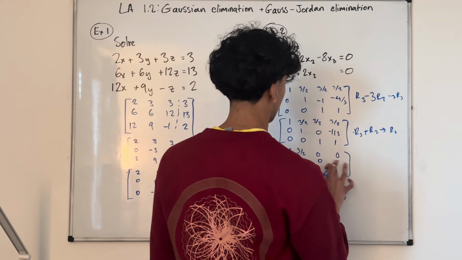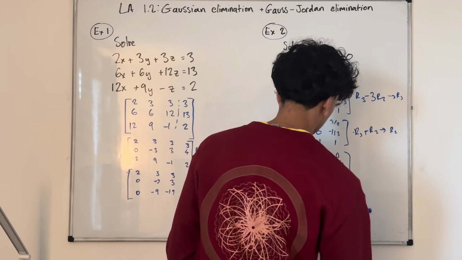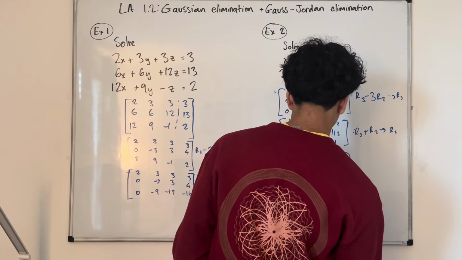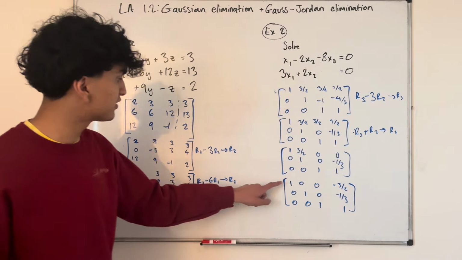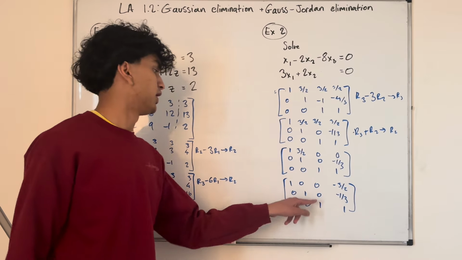Oh, did I write a 0? This should be negative 1/3. That's one thing about these matrices. You can sometimes miss that kind of stuff. And then I get 0, 0, 1, 1. That's reduced row echelon form. And you can pretty clearly tell the answer. This x is going to be negative 3/2. This y is going to be negative 1/3. And this one is going to be 1.